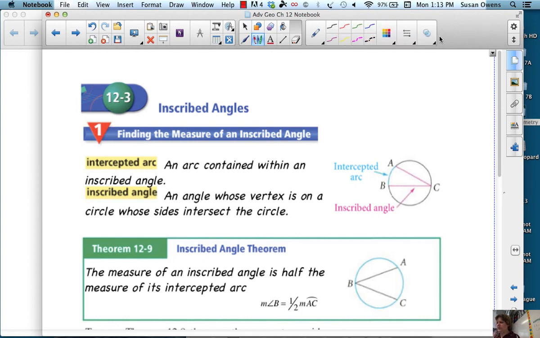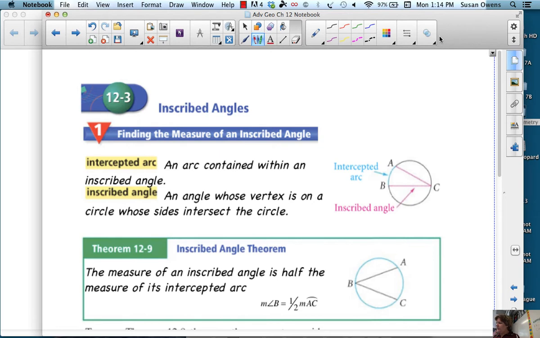Today's video is for Advanced Geometry Chapter 12, Section 3, Inscribed Angles. So we're going to have some theorems for this section dealing with inscribed angles, and first we start out with a couple definitions. So first we have intercepted arc. An intercepted arc is an arc contained within an inscribed angle.